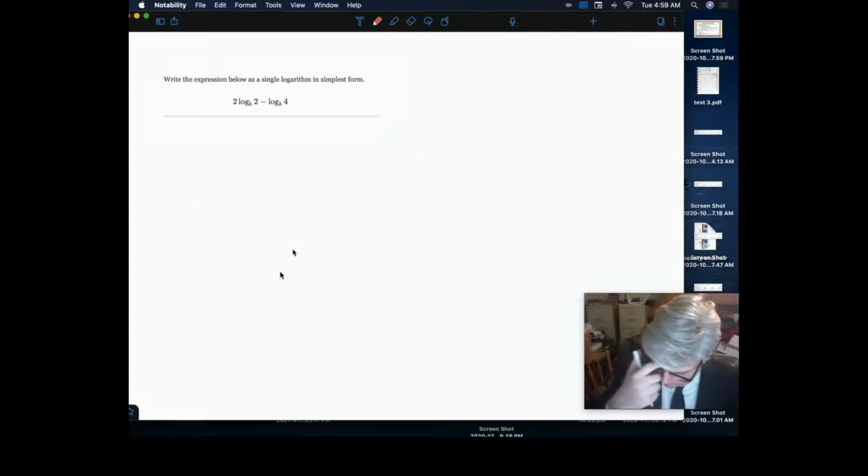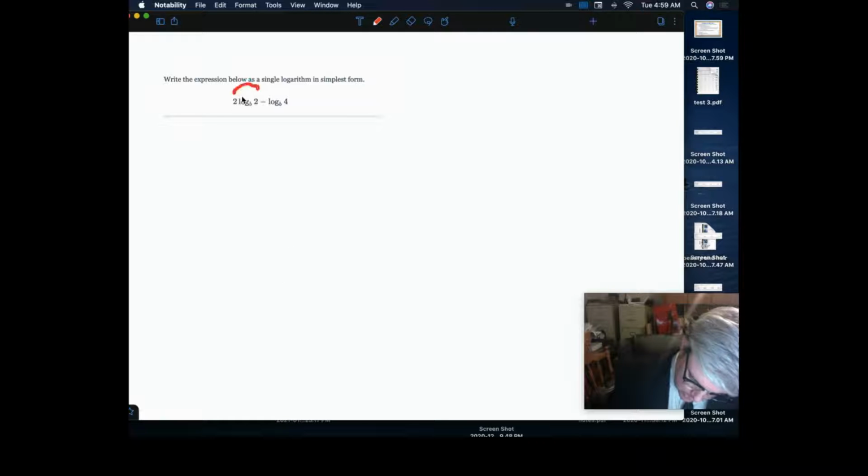Write the expression below as a single log in simplest form. So I'm going to go ahead and start this one off by putting the 2 up here. So I have log base b of 2 squared minus log base b of 4.